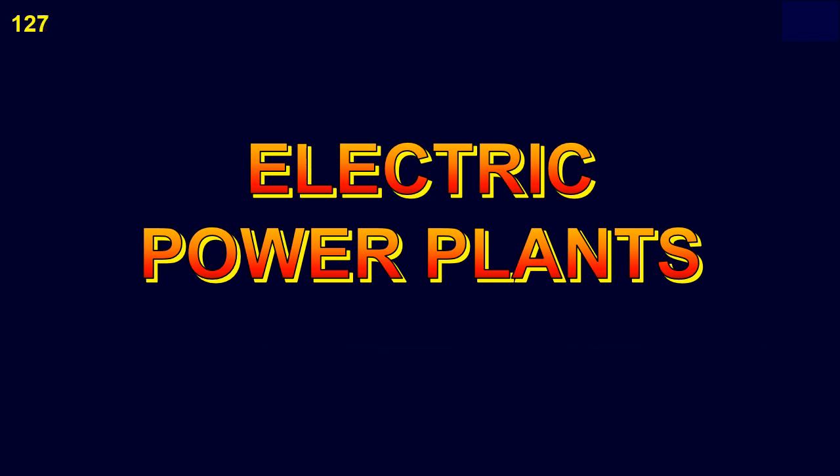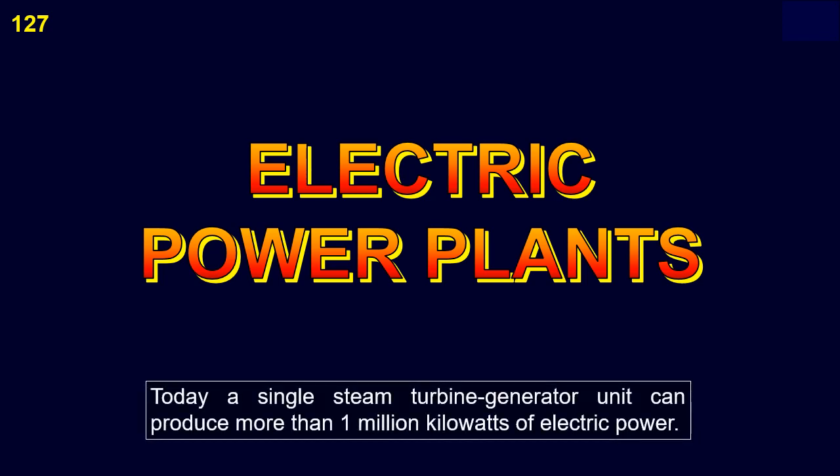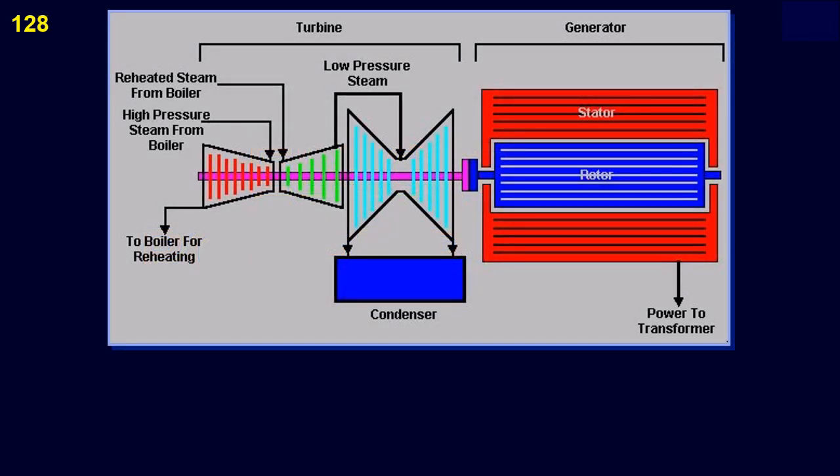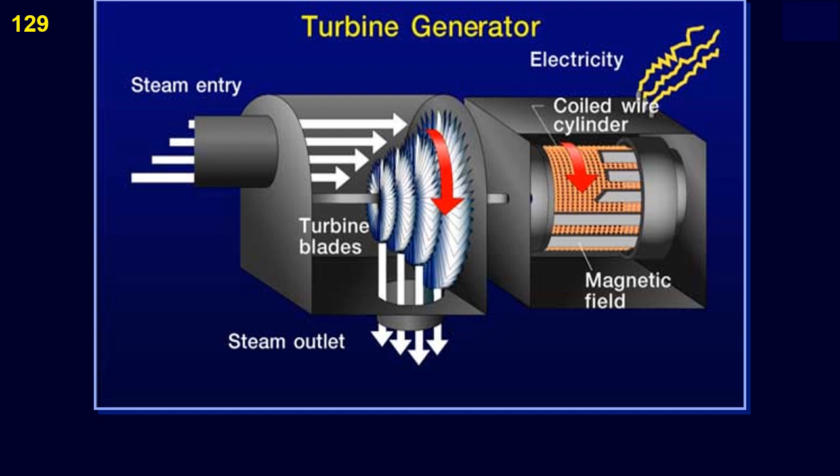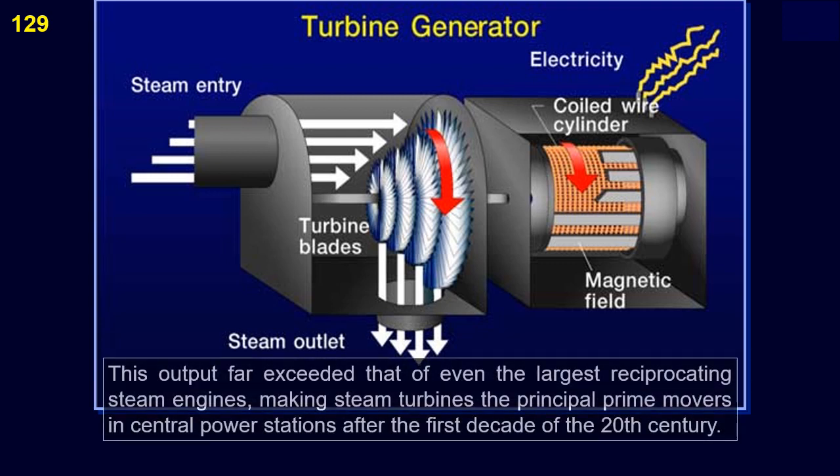Today a single steam turbine generator unit can produce more than 1 million kilowatts of electric power. By 1900, the largest steam turbine generator unit produced 1,200 kilowatts, and 10 years later the capacity of such machines had increased to more than 30,000 kilowatts. This output far exceeded that of even the largest reciprocating steam engines, making steam turbines the principal prime movers in central power stations after the first decade of the 20th century.